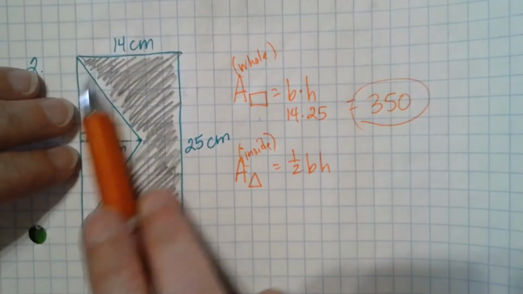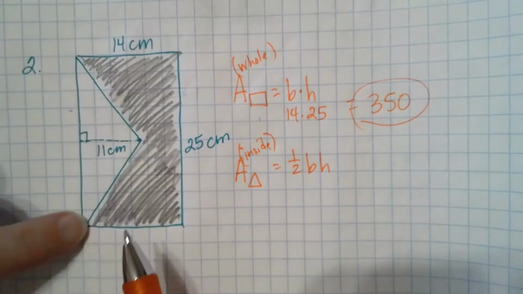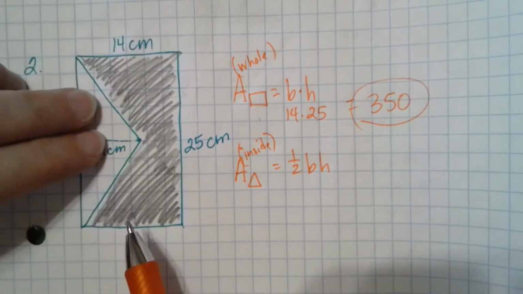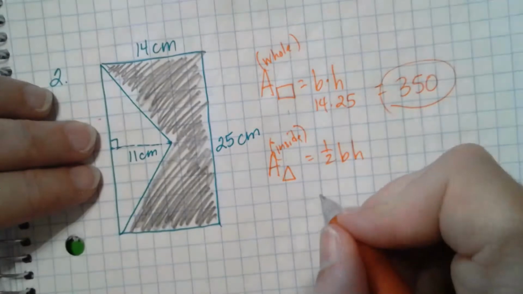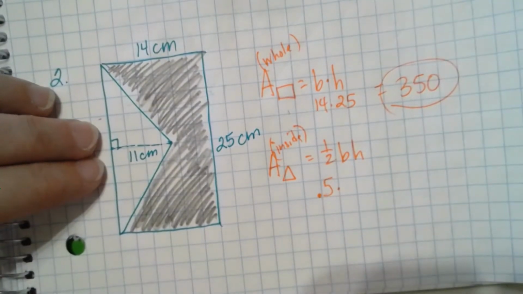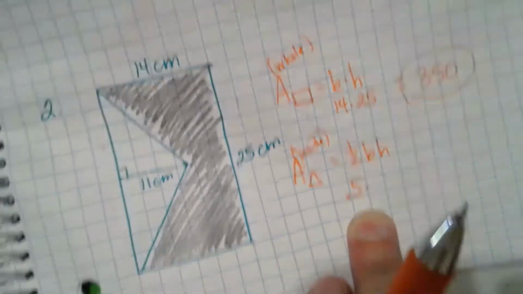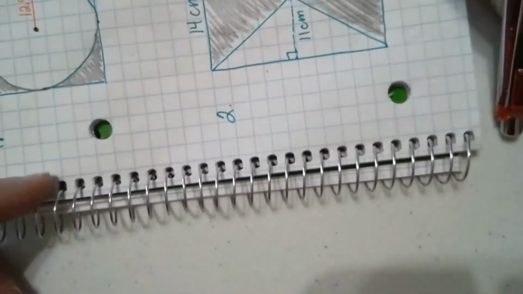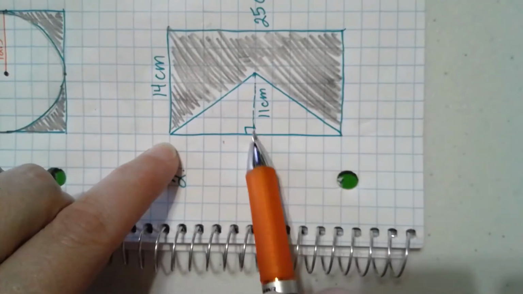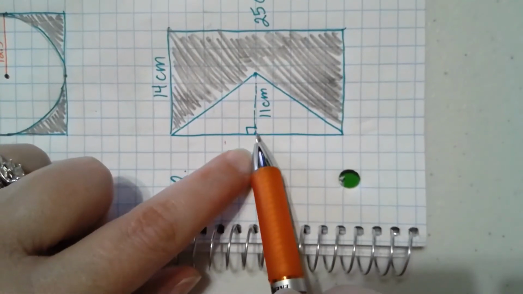That would be if this whole thing was shaded. But if we cut out this triangle, we're going to subtract that part off. So we're going to subtract off 1/2 of the base times the height of this triangle. So I'm going to turn this sideways for just a second, because I like my base and height to make a right angle to me. So this is the right angle.